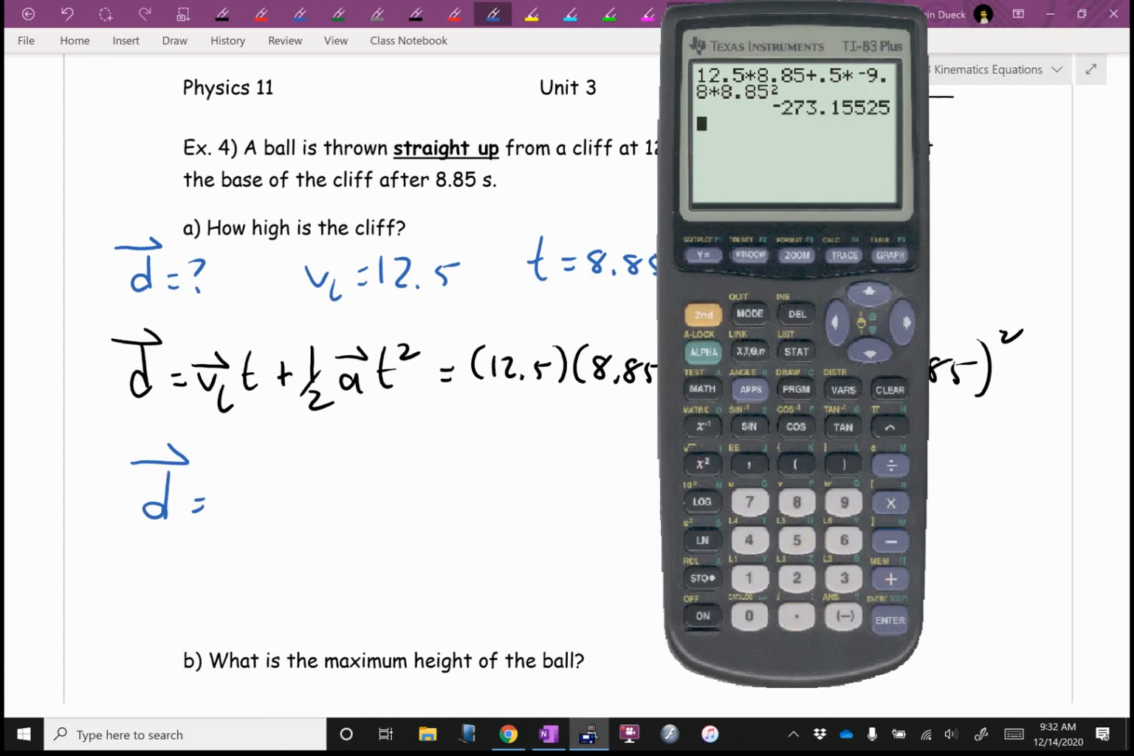Do you get negative 273 point that there? Why negative? That's not an error this time. This doesn't make me nervous.